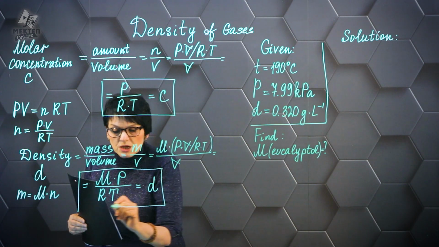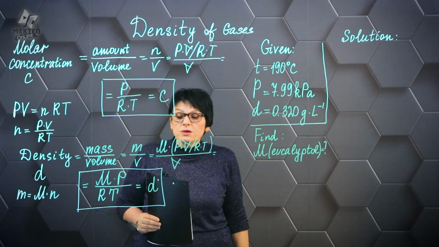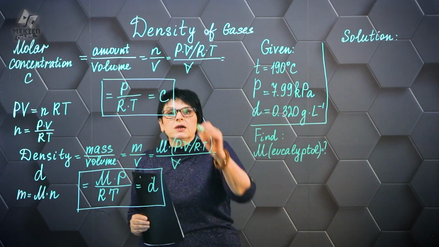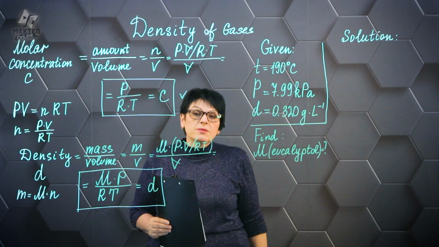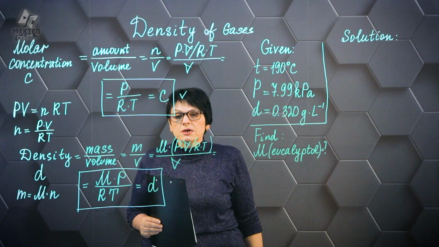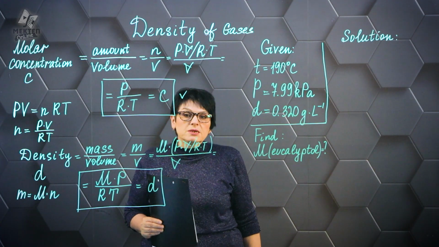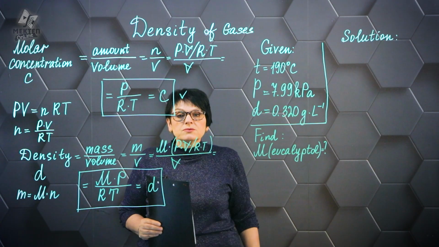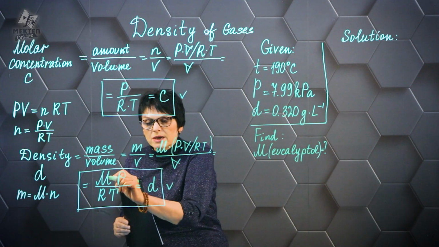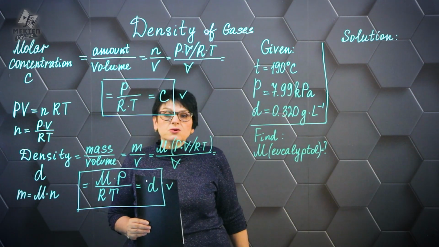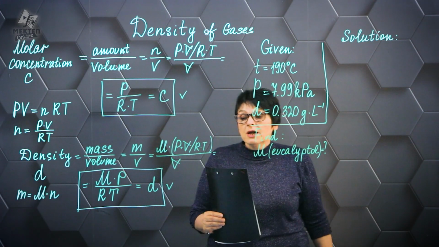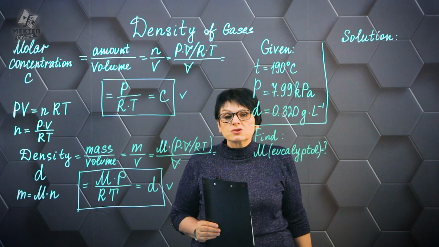This is the formula that we're going to use in the problems. So we've derived two formulas. The first is the formula for the molar concentration of a gas: the ratio of the pressure to the universal gas constant and temperature. The second is the density of the gas: the molar mass multiplied by the pressure and divided by the gas constant and by the temperature. I suggest that we solve a problem using this formula.